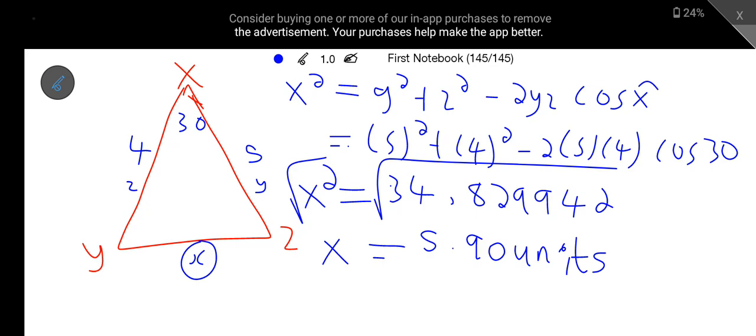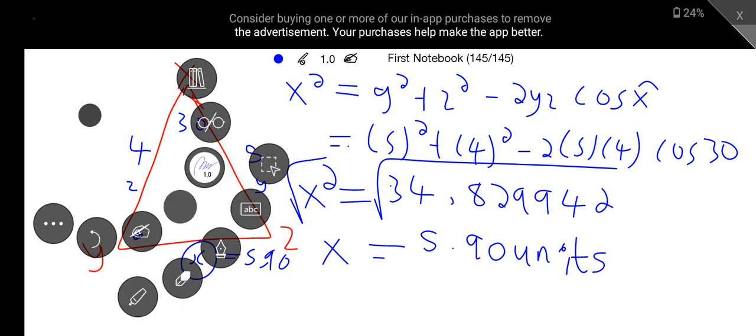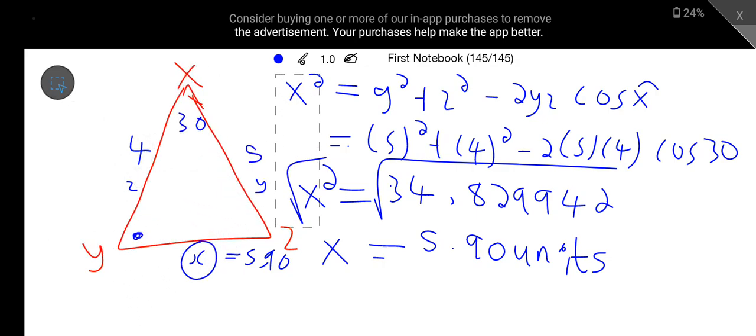So in short, when you are finding a side whereby you are given two sides and the angle in between the two sides, use the cosine rule. But if it's possible for you to use the sine rule, then go for it. Because here x is 5.90, can we determine angle y there? Well, let this be the last thing. Let's do angle y.